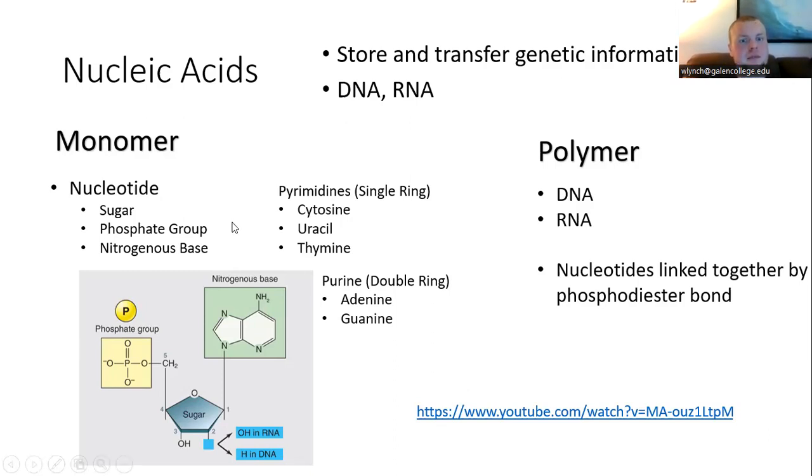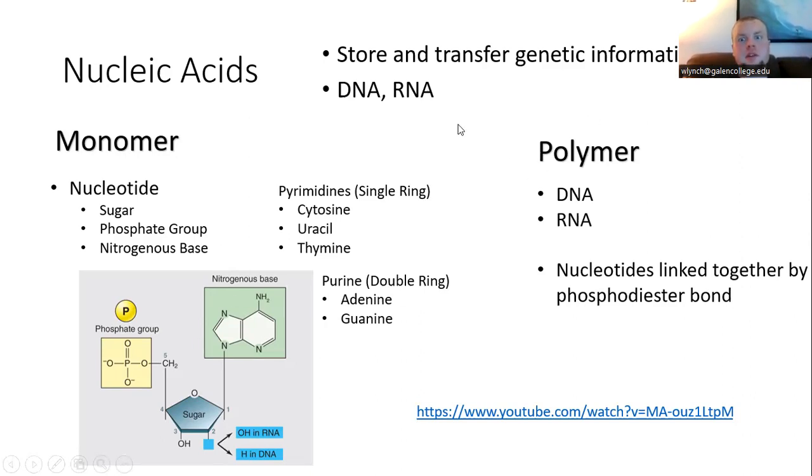Now, in terms of binding, cytosine will always bind with guanine. Uracil will bind with adenine, and thymine will also bind with adenine. In DNA, we will have thymine and adenine binding together. In RNA, we will have uracil and adenine binding together. The basic structure of the nucleotide is going to have a sugar, whether that be ribose or deoxyribose, a phosphate group, and a nitrogenous base.